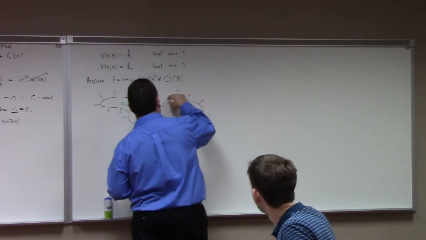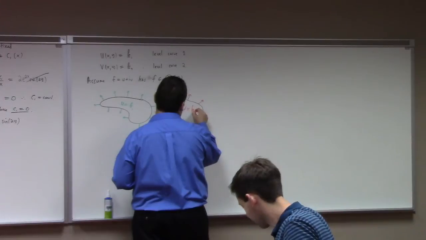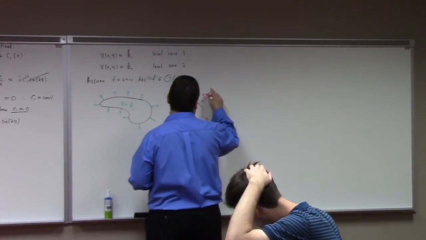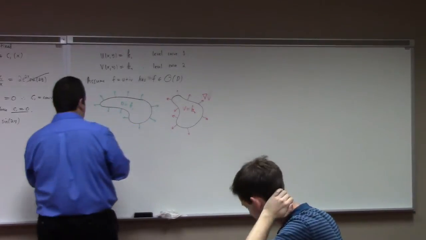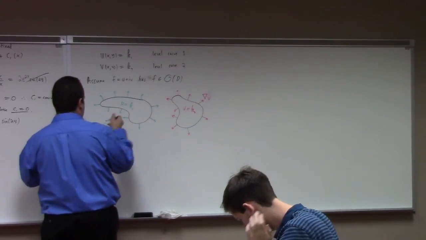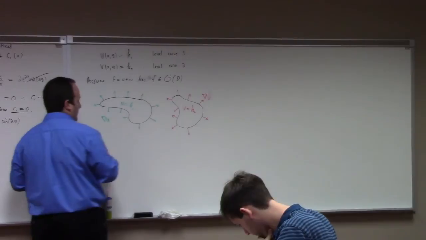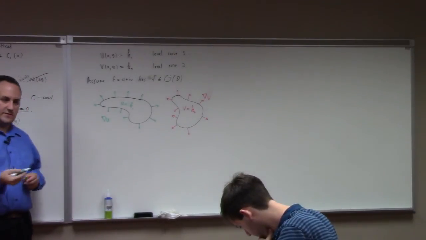So these amoeba-like looking things. My point here is, if this is v equals k2, these red arrows are the gradient vectors of v, and over here you have the gradient vectors of u, right? Now you remember that they have to be perpendicular. There's a simple calculation that shows this, right?